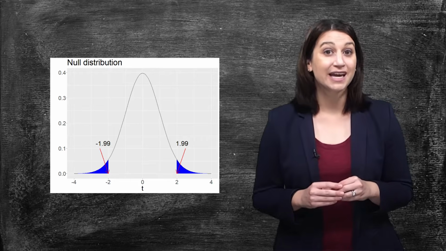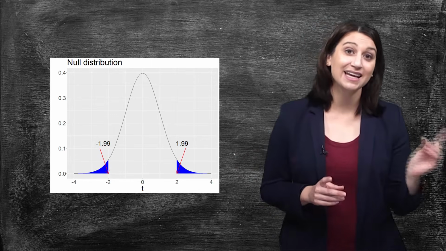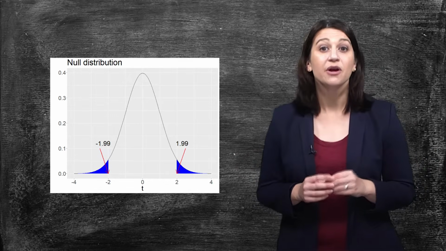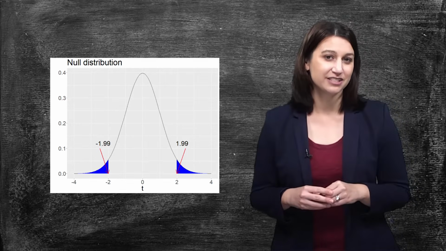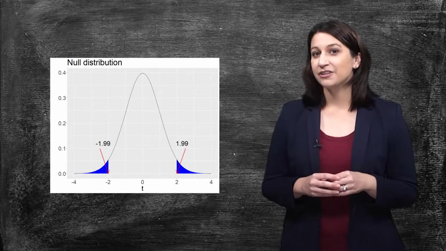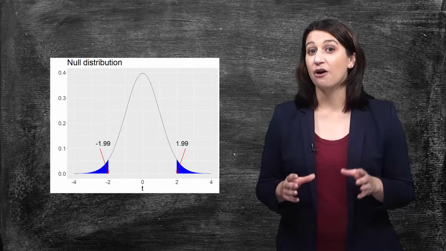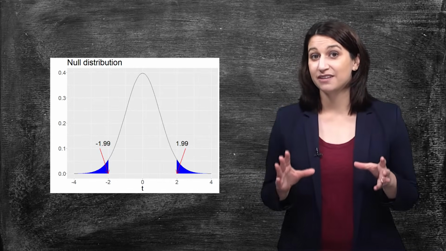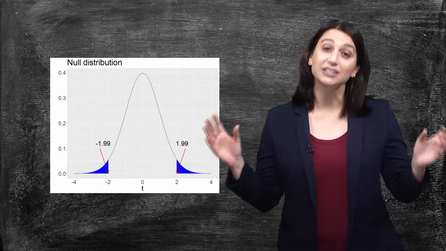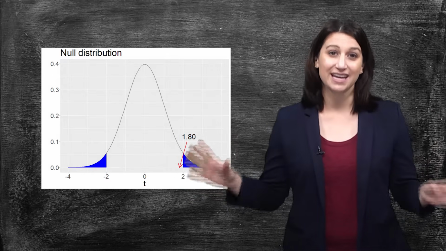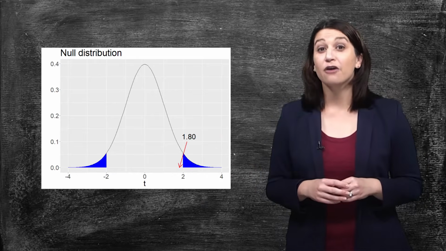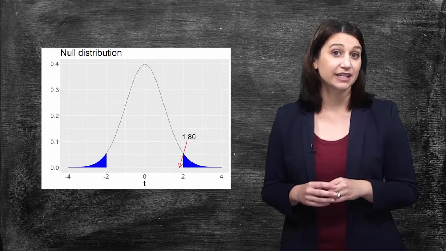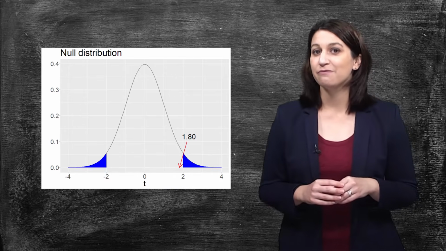The value marking that off is the 1.99 and negative 1.99 that we looked up when we were working with our confidence interval, and that value was based on our degrees of freedom. These values therefore separate out the center 95% of t-statistics from the extreme 5% in the tails. Look at our picture. For our t-statistic of 1.8 that we just calculated, it is not in that extreme 5%.